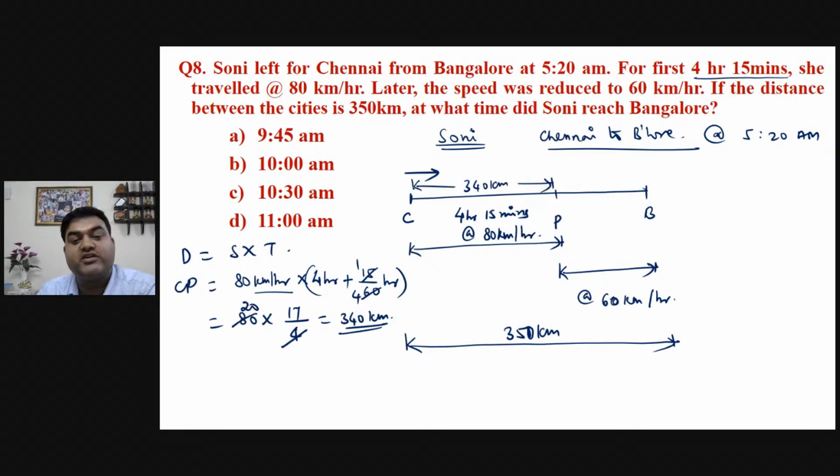The total distance between C and B is given as 350 kilometers. So what is P to B? P to B is equal to 350 minus 340, that is 10 kilometers. Okay, now try to find out this distance. You have got 10 kilometers. You know the speed. You already know the distance between P to B.